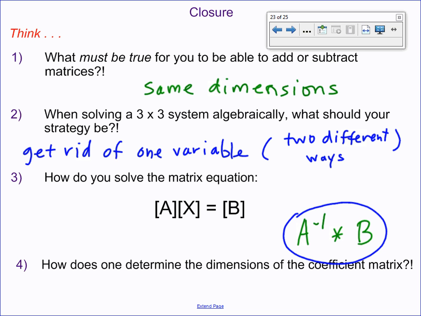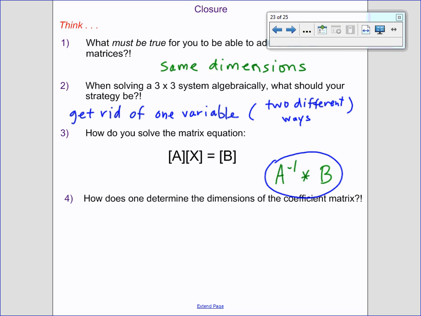Raise your hand if you get the same thing as Megan. A inverse times B. That's what I'm entering in my home screen. Way to go. And lastly, how does one determine the dimensions of the coefficient matrix? So how do we get the dimensions of that coefficient matrix? Aaron? You take the coefficients of all the variables and put them in a matrix, so the dimensions would be the same, the solutions by variables.